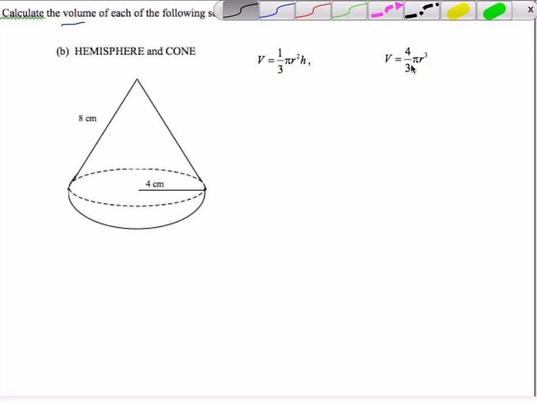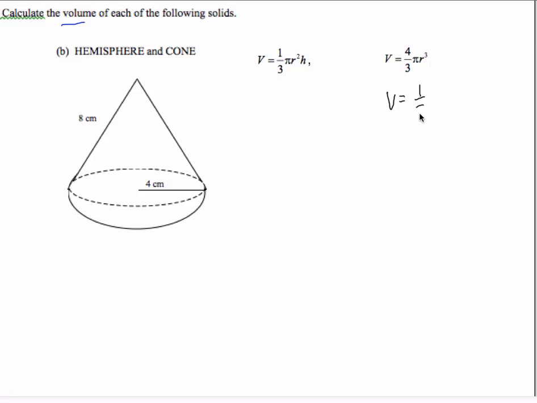And actually I'm going to rewrite this one here because we don't have a full sphere, we have a half sphere. So I'm going to do half times 4/3 pi r cubed. So the volume is going to be 2/3 pi r cubed. Okay, so we have the radius of the cone and of the hemisphere. The only thing we don't have right now is the height. We don't have the height of the cone, right?